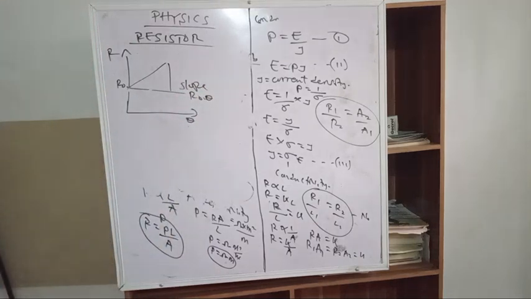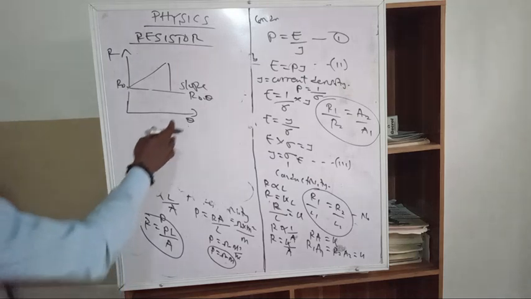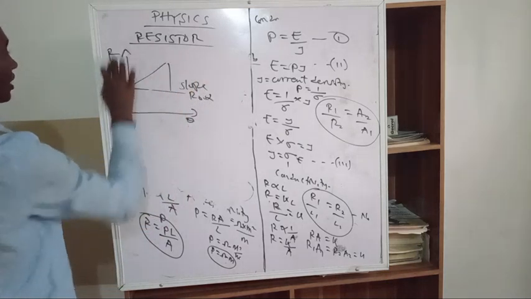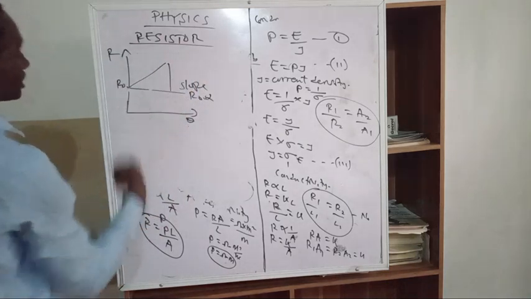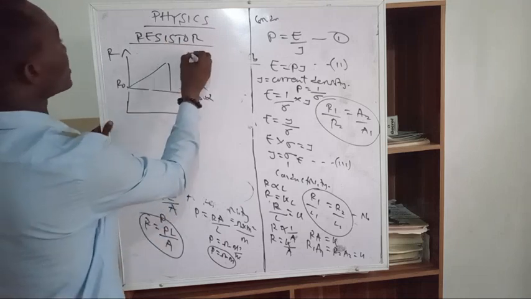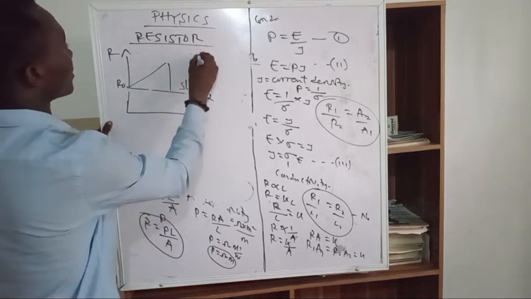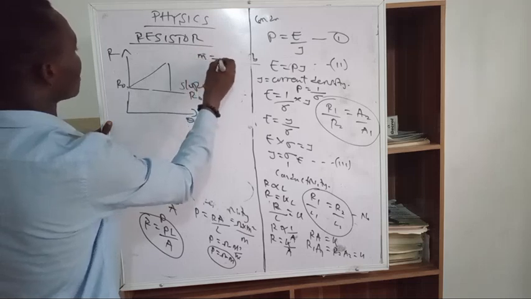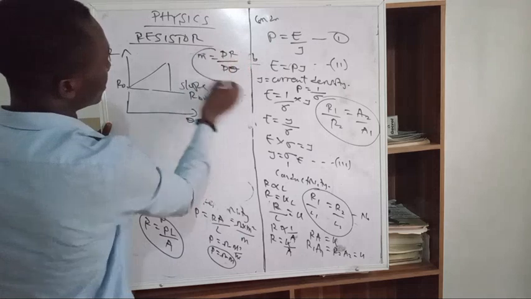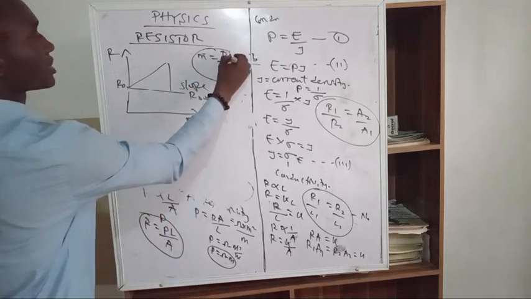We can use alpha, any of the two. R naught alpha is the slope. We know what slope is: you have the change in value on the vertical axis over the change in value on the horizontal axis. So if this is the final theta, your slope is now going to be n, that is the change in resistance over the change in value of the angle. So that's what we're going to be having, resistance and an angle.